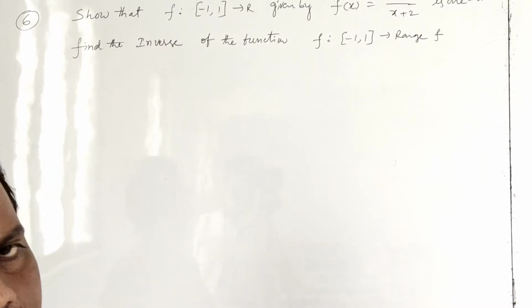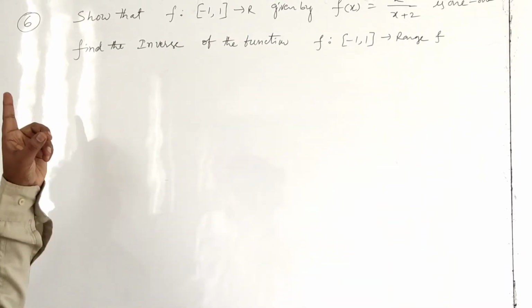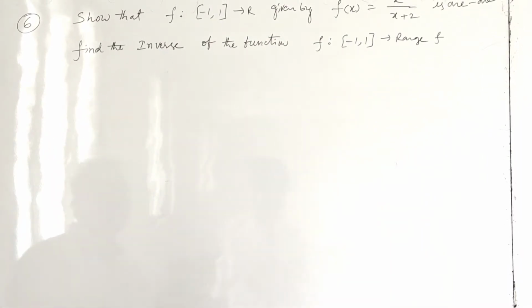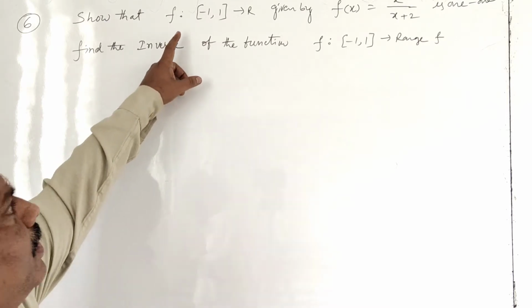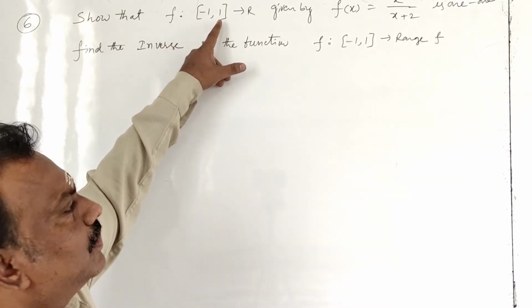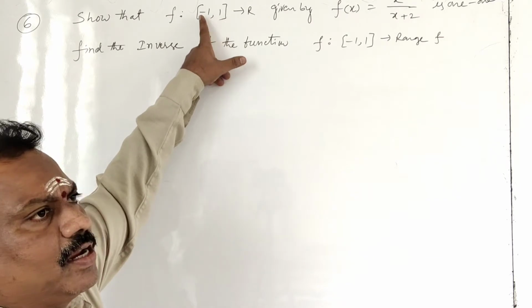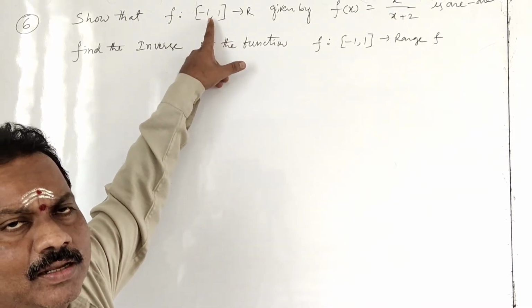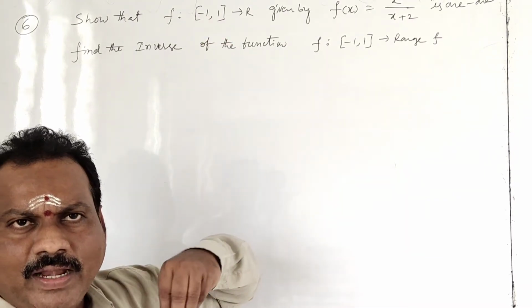Thank you, students. So we have one more problem, the sixth one. Show that f is mapping -1 to 1. So -1 to 1 is a closed bracket. That means, what are the values in -1 to +1?